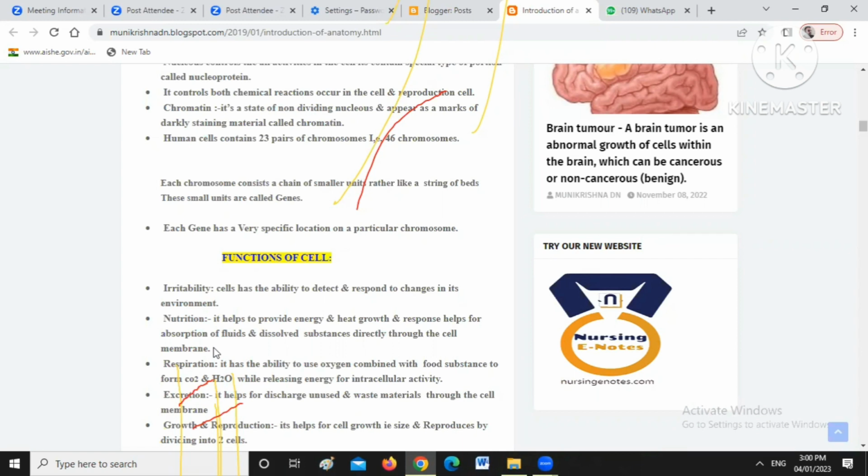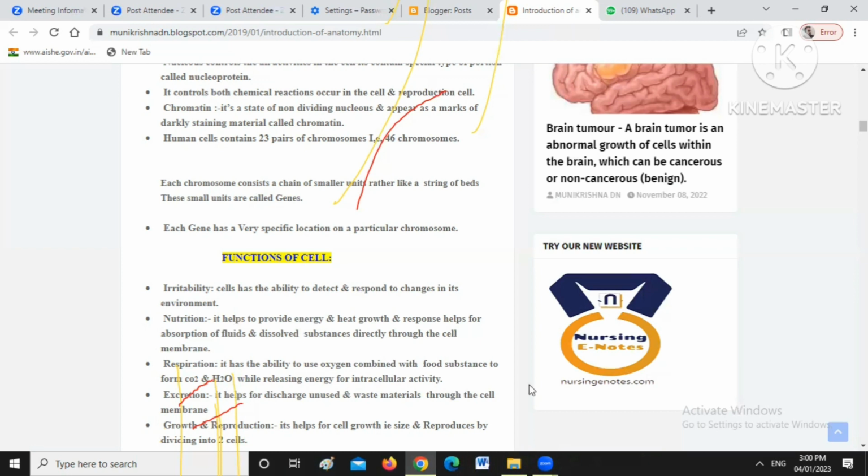Fifth one is growth and reproduction. It helps for cell growth, that is size, and it reproduces by dividing into two cells. So reproduction is nothing but one cell becoming two cells like that. So a function of the cell is growth and reproduction. It helps for growth also and it helps for reproduction.